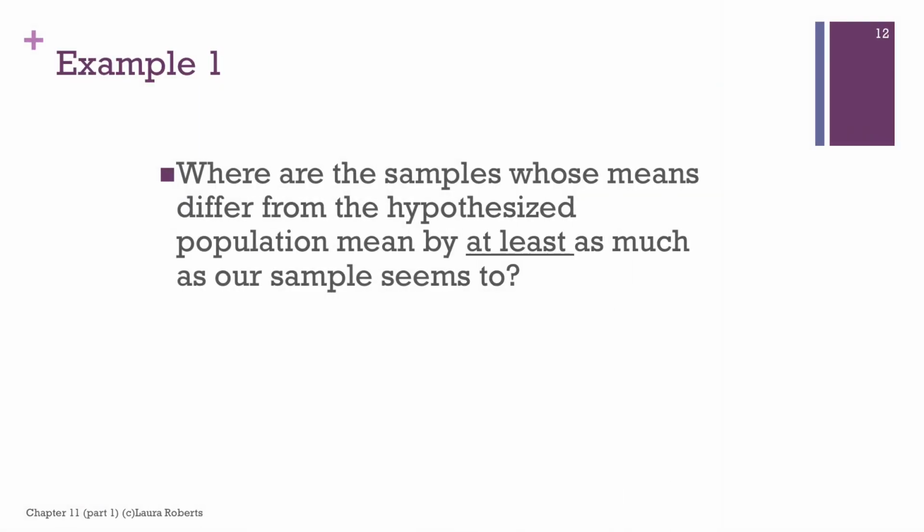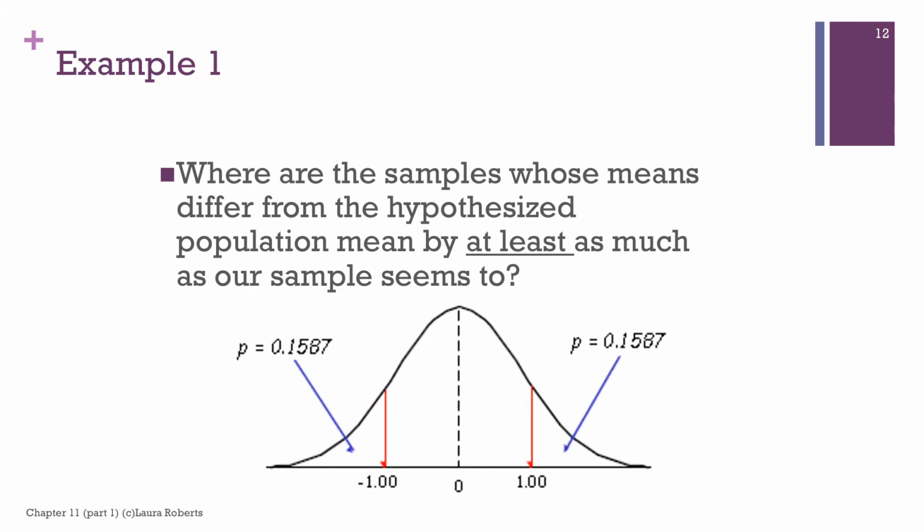Where are the samples whose means differ from the hypothesized population mean by at least as much as our sample seems to? They live in the areas near the tails of the distribution on both the lower and positive sides, marked by the blue arrows, and we know from our study of the z-score tables that these areas comprise proportions of 0.1587 of the distribution below the mean and 0.1587 of the distribution above the mean.